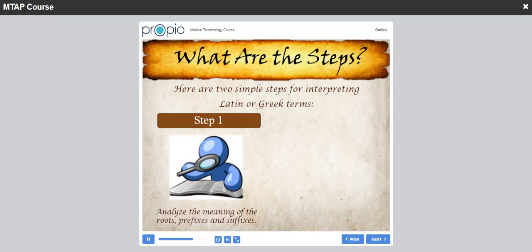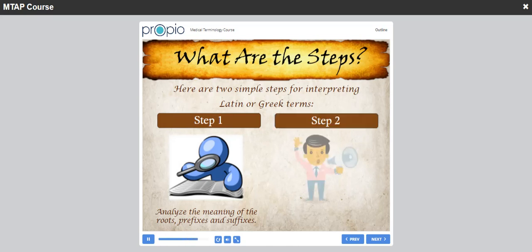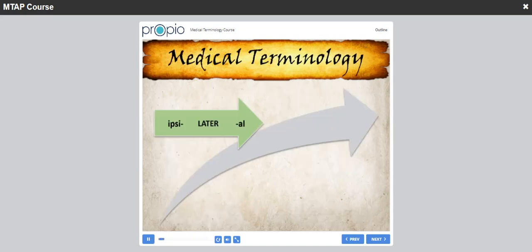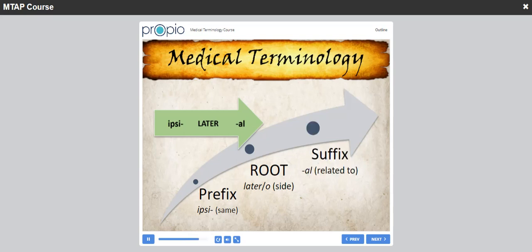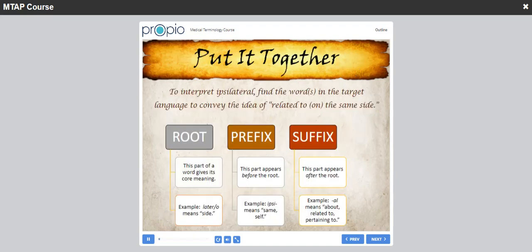Here's an example. Ipsilateral. It would be the prefix ipsi, which means same, the root later, which means side, and the suffix l, which means related to. Now, let's put it together. To interpret ipsilateral, find the words in the target language to convey the idea of related to or on the same side.